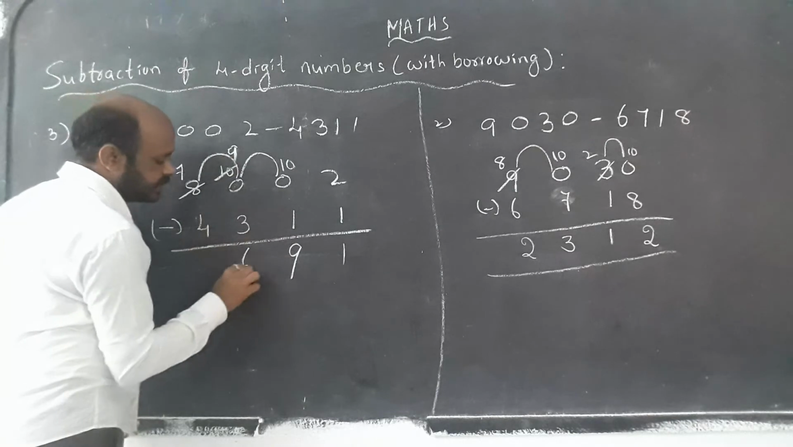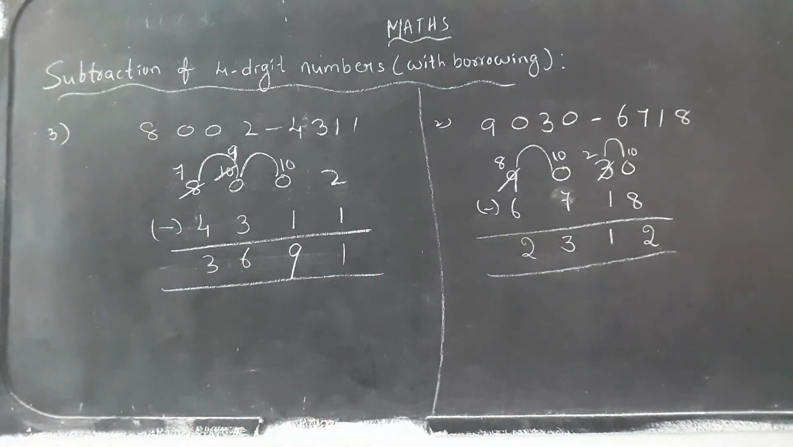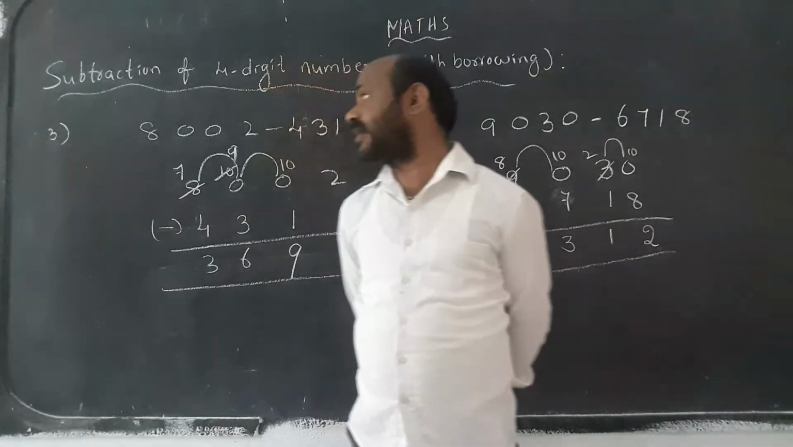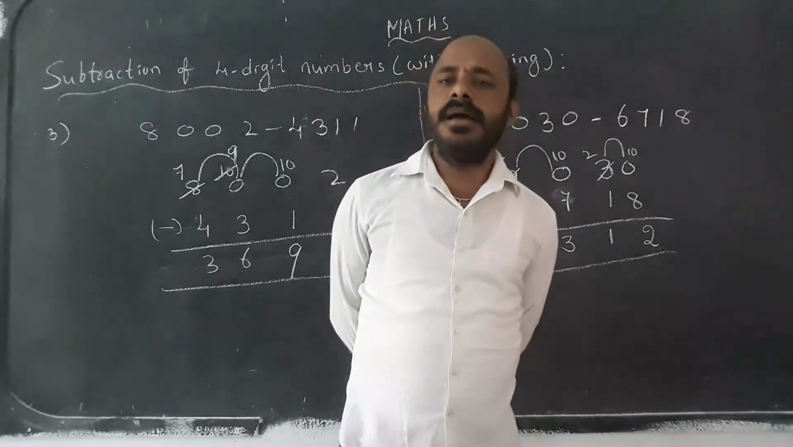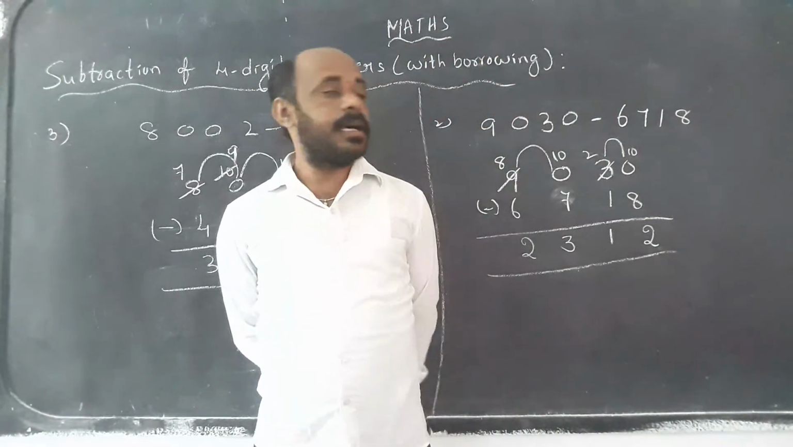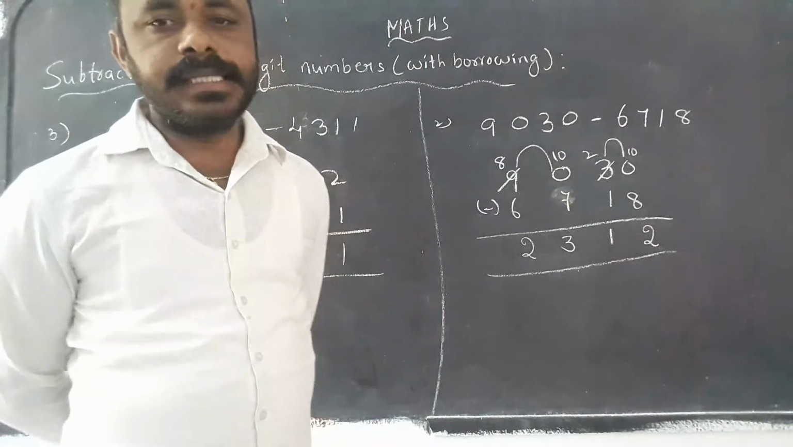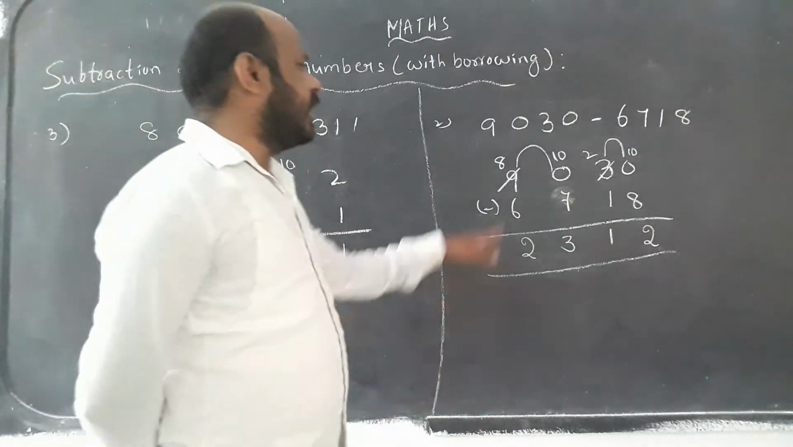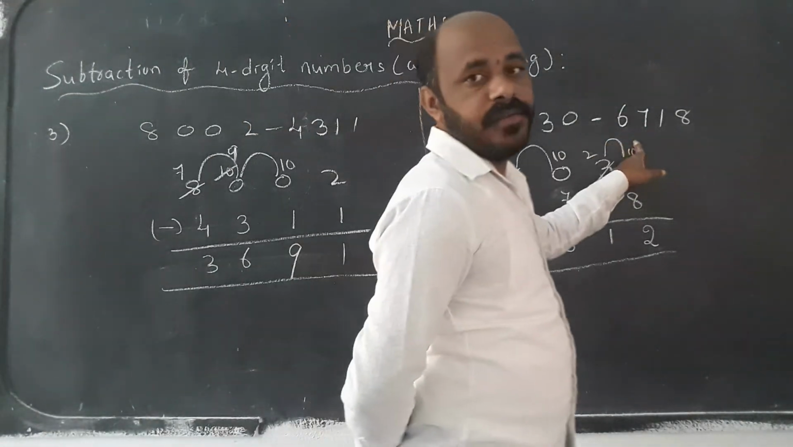9 minus 3 is 6. 7 minus 4 is 3. The difference, how much did we get? 3691. This is the process we have to write for the difference of these numbers. Only this is a 4-digit number. Always the numbers to subtract won't both be the same number of digits. Compulsorily, the top number should have more digits than the bottom number.